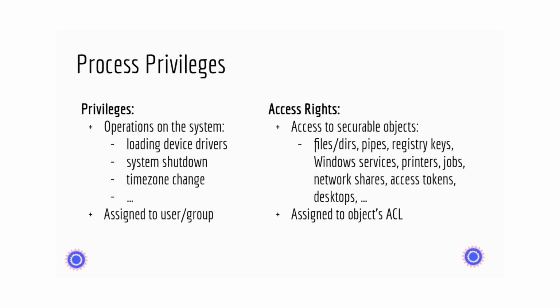These are things like files or named pipes or network shares or even access tokens. The second difference is that privileges are assigned to user and group accounts, whereas access rights are assigned to objects' access control lists. So these are the two main differences you have to understand.